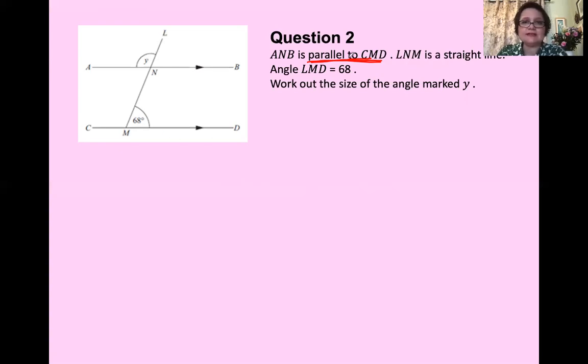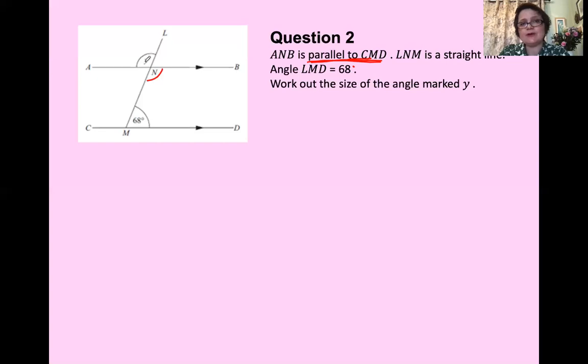LMD is 68 degrees. Work out the size of the angle marked as Y. Now, angle Y is opposite angle BND, this one here. They are both vertically opposite angles, so they are equal.